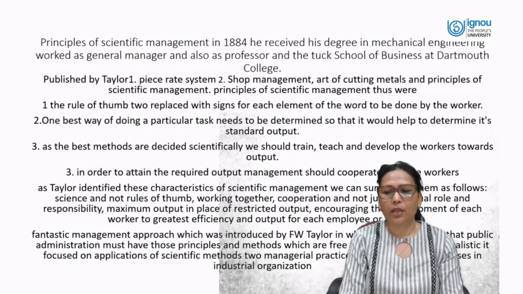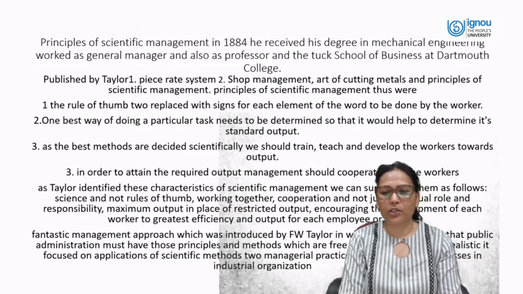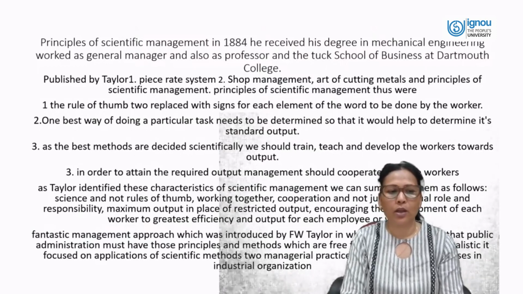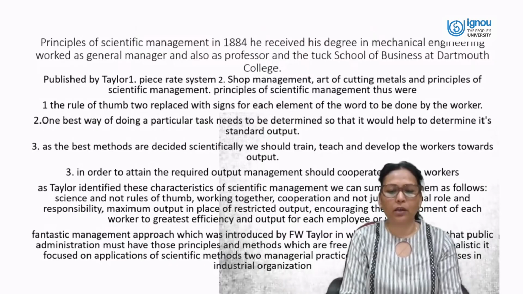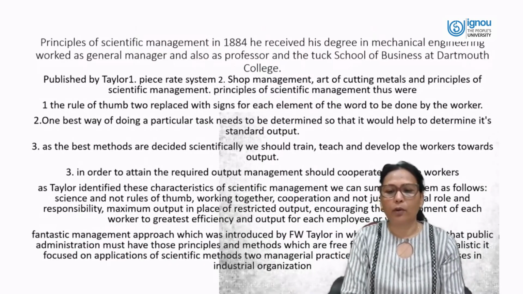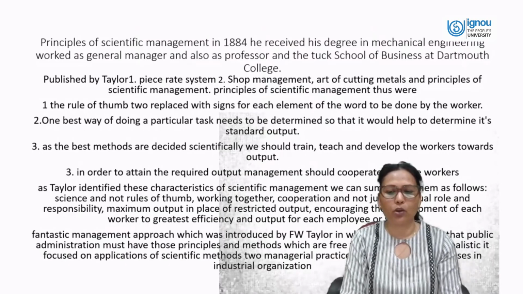Taylor identified these characteristics of scientific management. We can summarize them as follows: science and not rule of thumb, working together, cooperation and not just individual role and responsibility, maximum output in place of restricted output, and encouraging the development of each worker to greatest efficiency and output of each employee or worker.